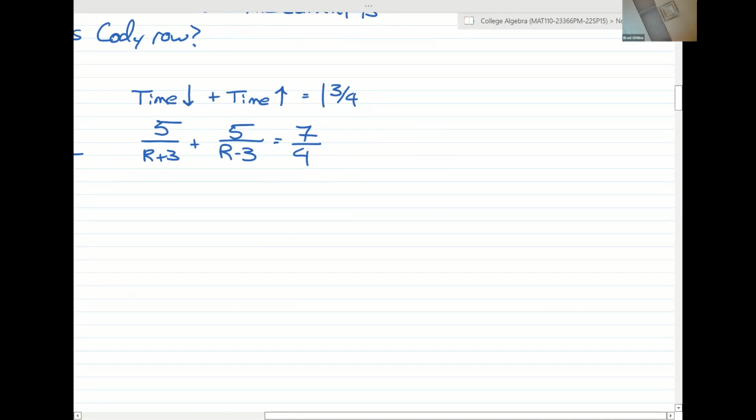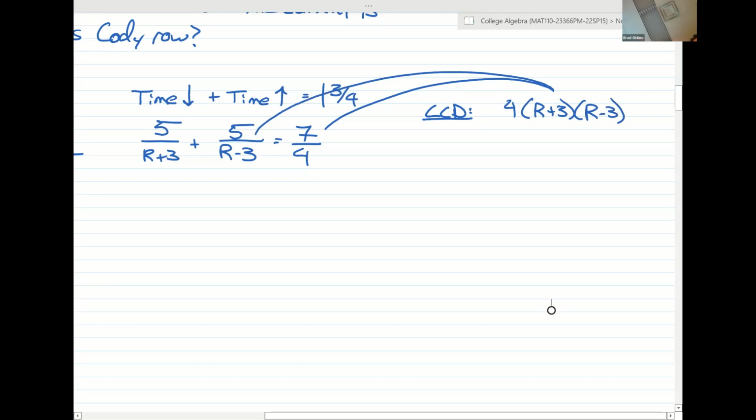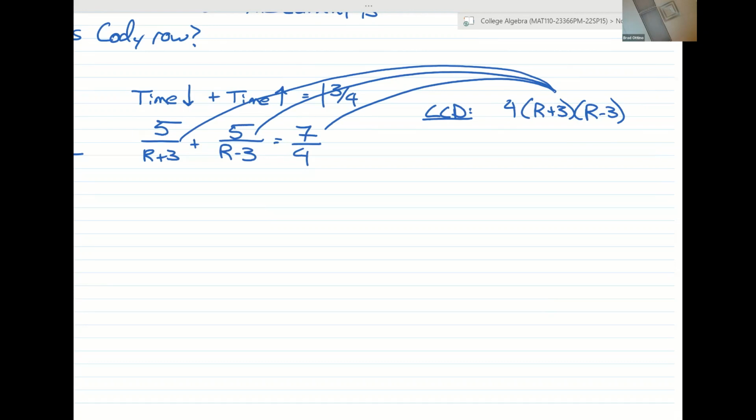In order to solve this now, we have to figure out our LCD, and then we're going to multiply everything by that. What would the LCD be? R plus 3 times r minus 3 times 4. It's going to take a little bit of time to multiply this out. You guys could go ahead and do it on your own. You don't have to wait for me to do this. And once we have it all multiplied out, we'll make it equal to 0, and then we'll solve it. So it's just going to be a lot of writing here.